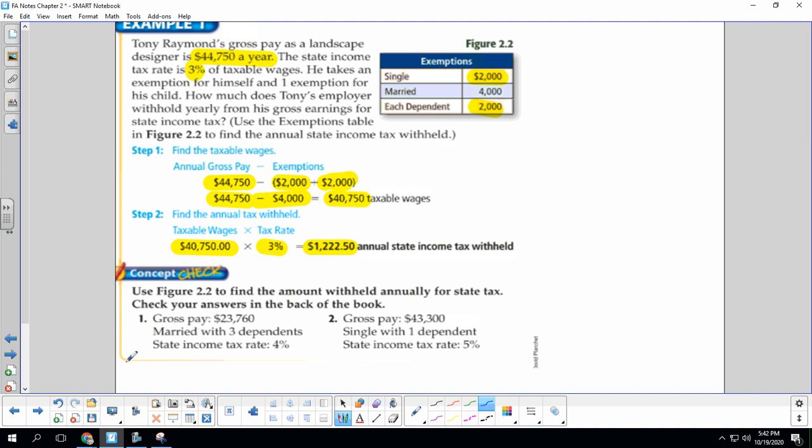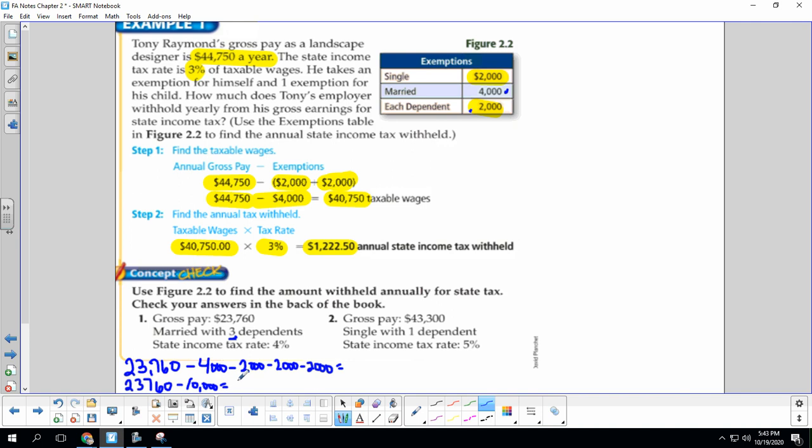Our gross pay is $23,760. We subtract $4,000 because he's married. We subtract $2,000 for each dependent, so that he has 3 of them. Now you can choose to combine all these together. So 4,000 plus 2,000 plus 2,000 plus 2,000, so that is minus $10,000. Wow. That is minusing a lot of tax credits.